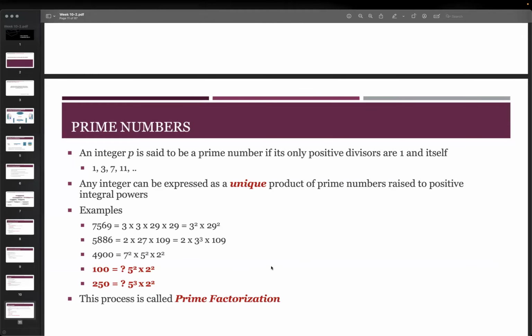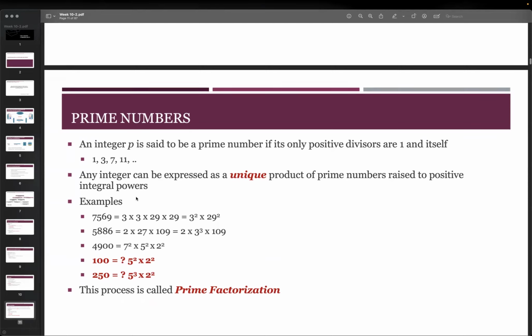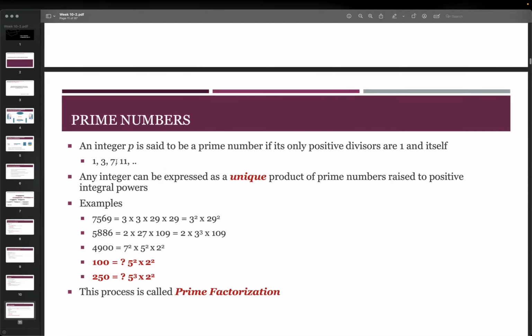And also we will use prime numbers a lot. In the later part, when we are choosing for asymmetric encryption, we choose the prime number. So a prime number is an integer p. We say it is a prime number if its only positive divisors are 1 and itself. Okay, so there are no other divisors that can be used. Any integer can be expressed as a unique product of prime numbers, which can be raised to positive integer powers.